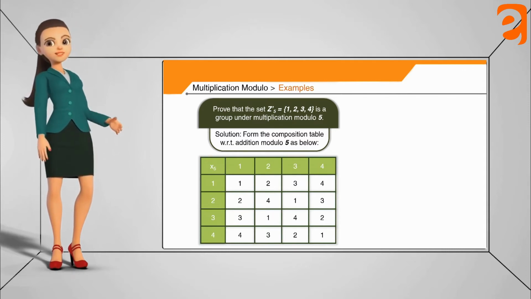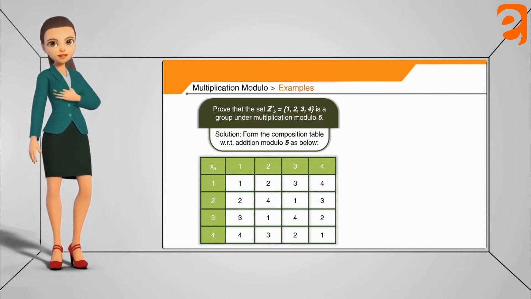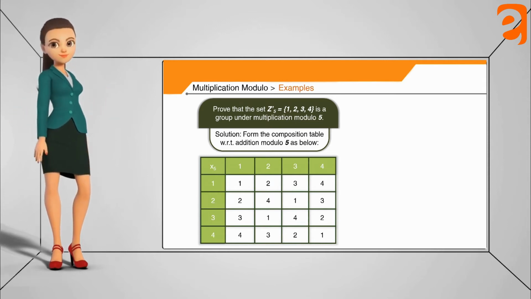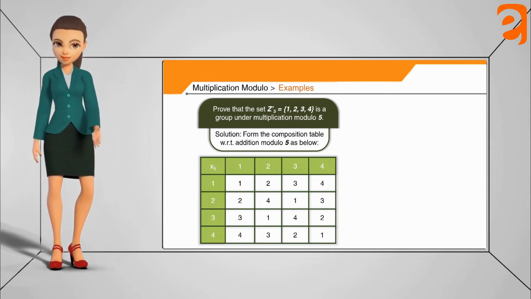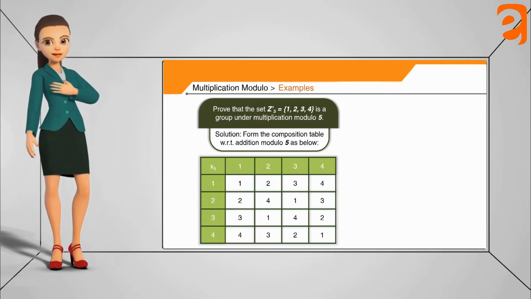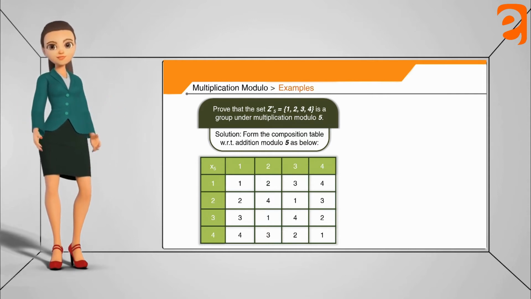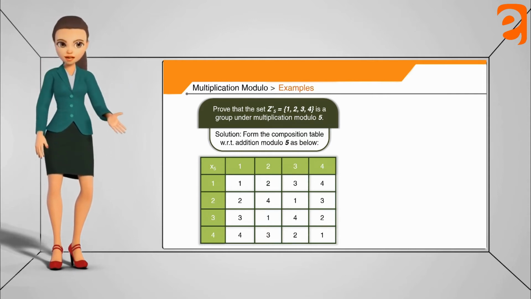So just like the addition modulo, we will make a table for the multiplication modulo, and we will apply the rules for the multiplication modulo in this table. So looking at the first row and the first column, first take the first row of the table. We are calculating the first row of the table. 1 into 1 is 1. Keep it as it is because the number is less than 5.